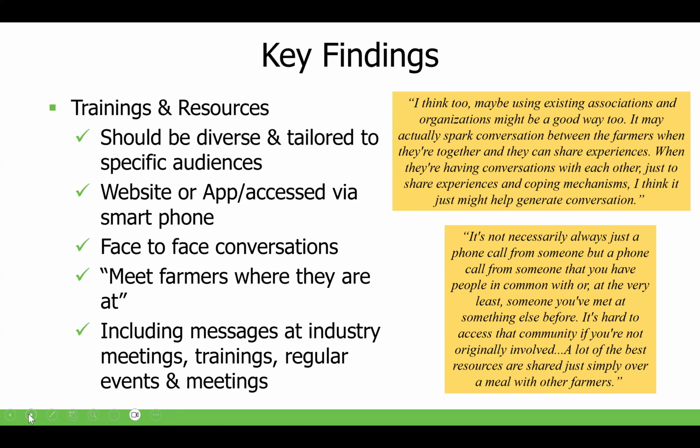I think too, maybe using existing associations and organizations might be a good way. It may actually spark conversations between farmers when they're together and can share experiences and coping mechanisms. I think it might just generate the conversation. I think this also goes back to the previous slide where we talked about some of those coping mechanisms, relying on the networks, relying on the family and friends and those that they work with as well. So we know that some of these are positive coping mechanisms, and using those networks and those abilities for folks to be able to come together would be positive in sharing some of the trainings and resources.